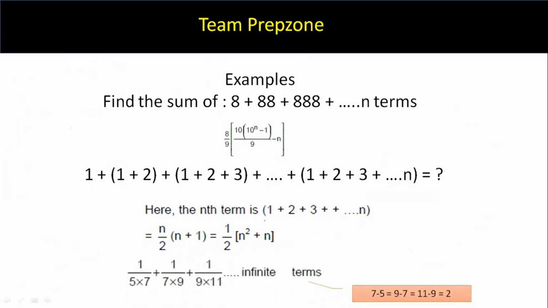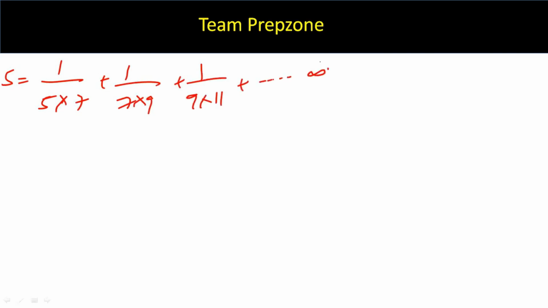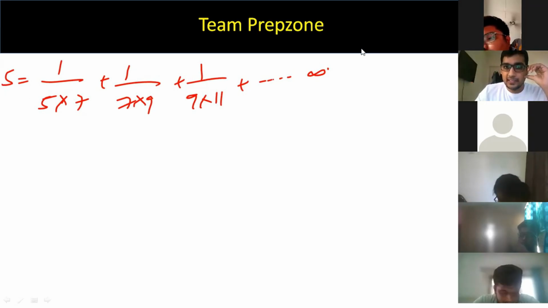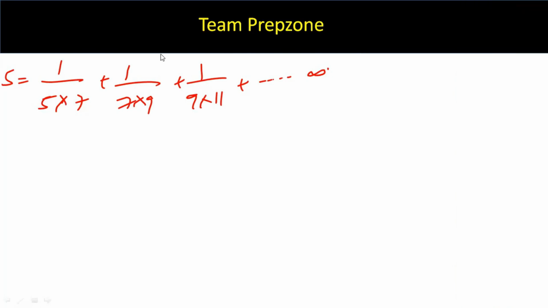Now next question is 1/5 into 7. This is another variant. Here I'm just trying to cover all the variations of question that you can see. Say infinite. मुझे क्या करना है? Of course, we have to make a pattern here कि terms cancel हो. So what do we do?